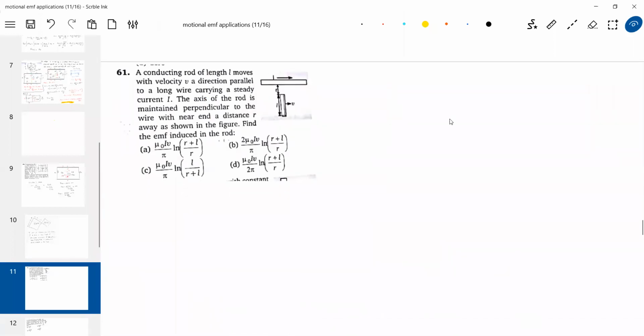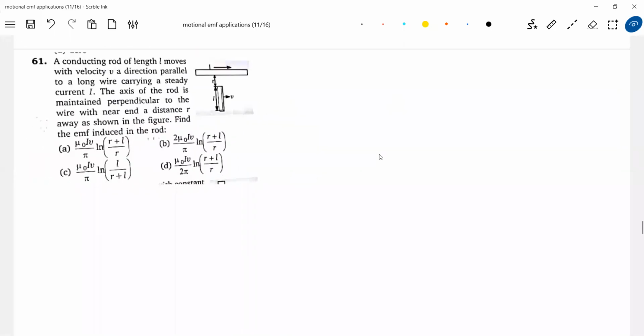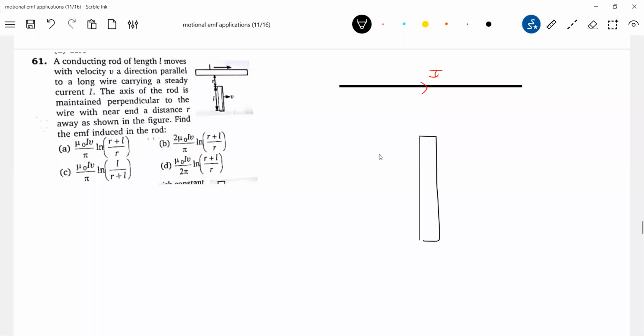Now some moving structures nearby. I think in the earlier problem we discussed, a conducting rod of length L moves with velocity V in a direction parallel to a long wire. Find the EMF induced in the rod. So there's a long wire with a current I flowing, and there's a rod. Will there be any EMF induced in the rod? That was the loop, no? So you'll get confused, so I just took that one.